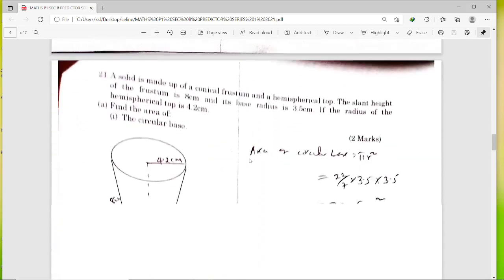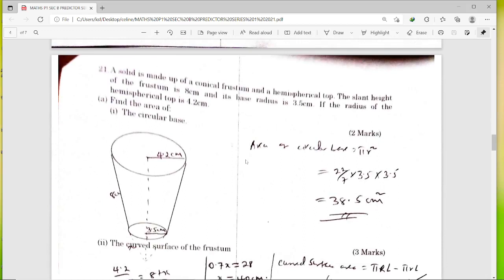We go to question number 21. A solid is made up of a conical frustum and a hemispherical top. The slant height of the frustum is 8 centimeters. This is the slant height of the frustum. And its base radius is 3.5 centimeters. If the radius of the hemispherical top is 4.2 centimeters, find the area of the circular base.